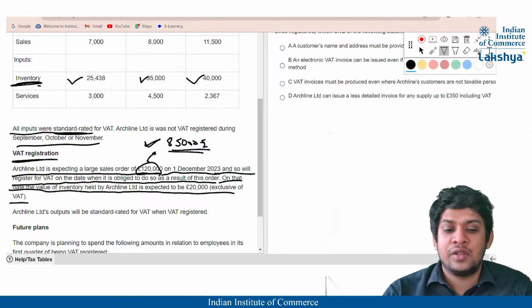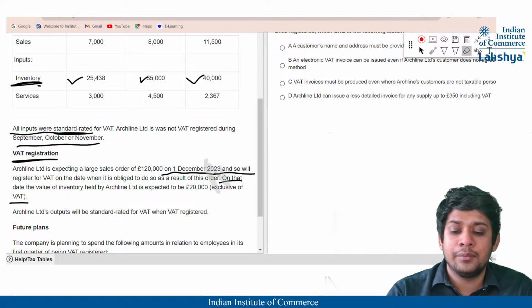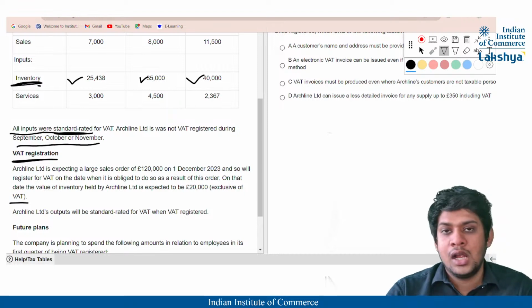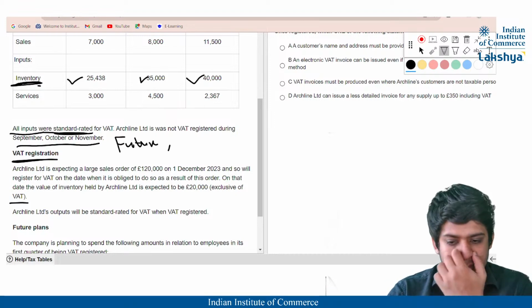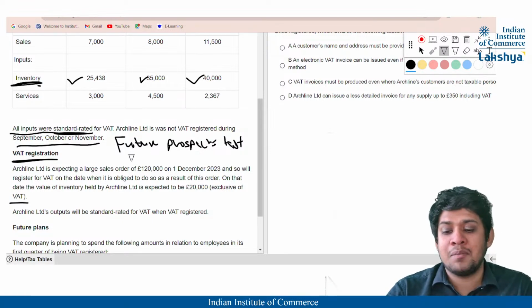That means in the month of December, if they know they are going to exceed 85,000 pounds, they will mandatorily become a member of the VAT. So in such a case, as per the future prospects test, they should inform HMRC by the end of that month. So they are expecting by 1st December 2023 to be registered for VAT mandatorily. So they should inform HMRC by 31st December 2023 for the same.